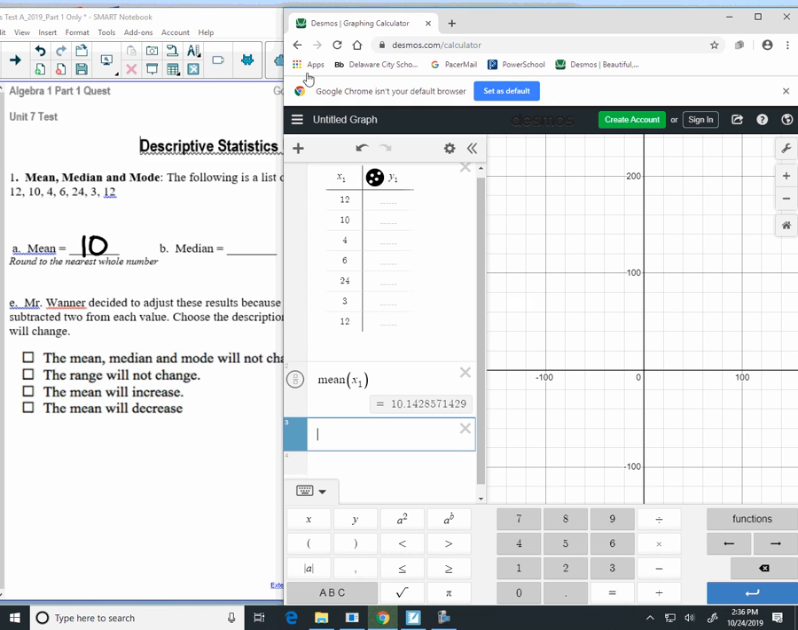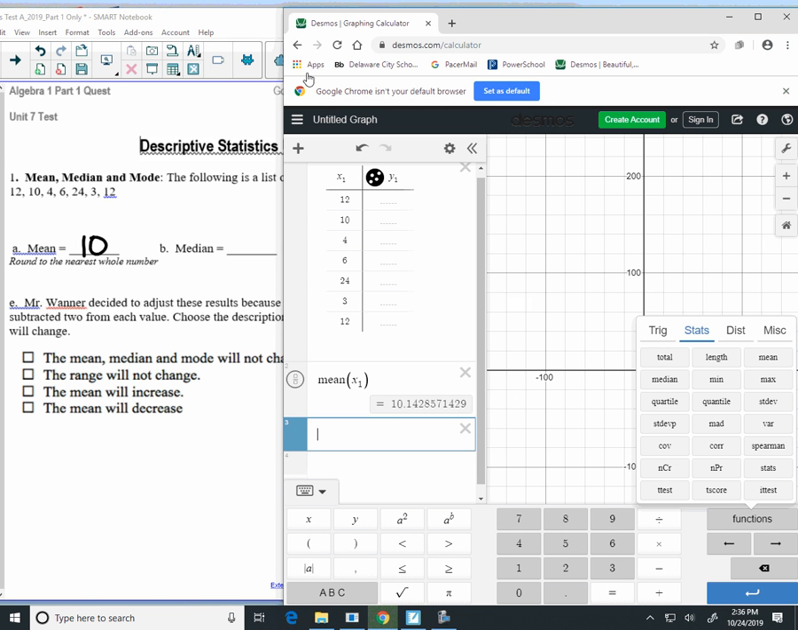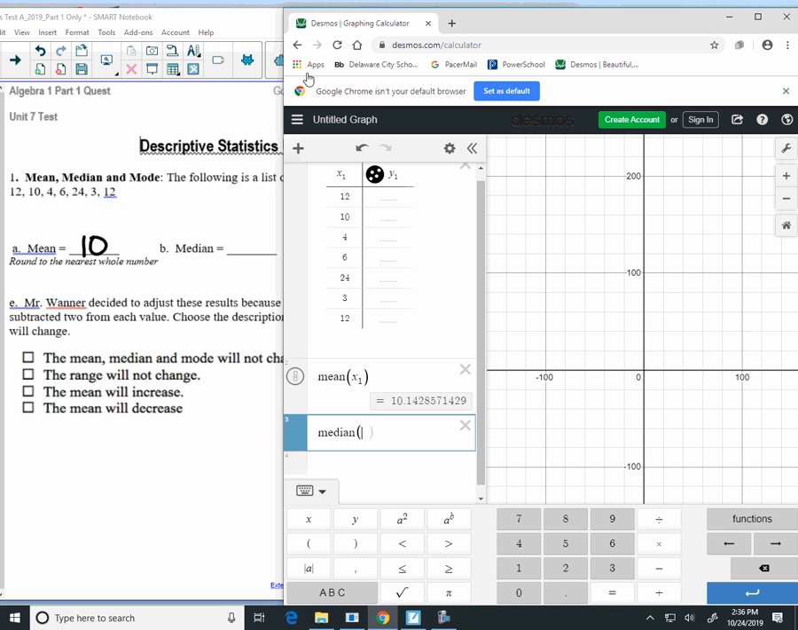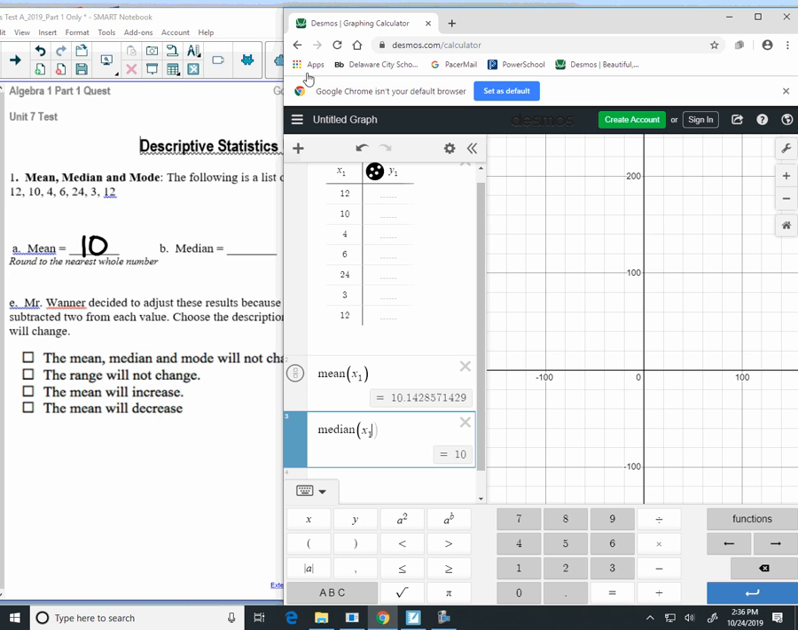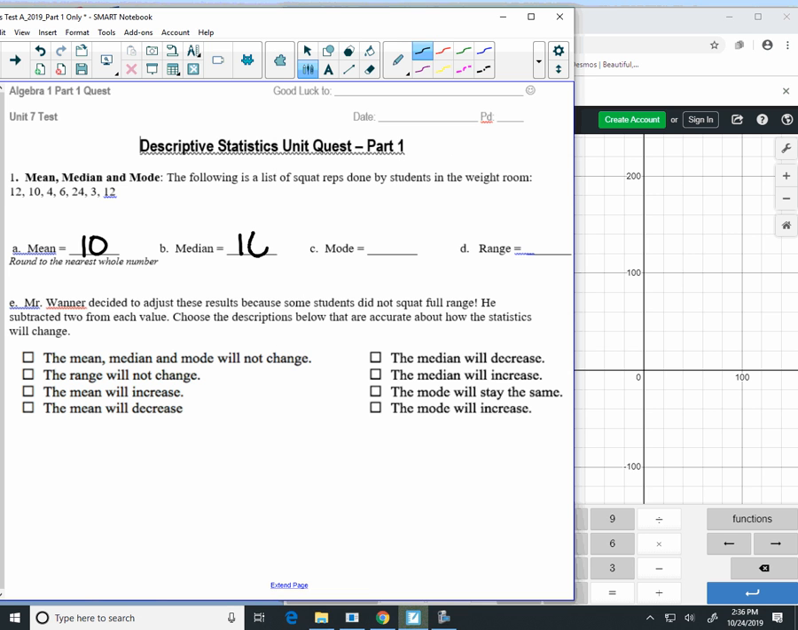The median we can do the same way. Under functions, we were just in stats, so that's what pops back up. You're going to hit median and X1. Now, if you're doing test corrections with me right now, you should be entering this into Desmos and practicing it. It's not going to help you to watch without doing, so please do. Right, so our median is 10.